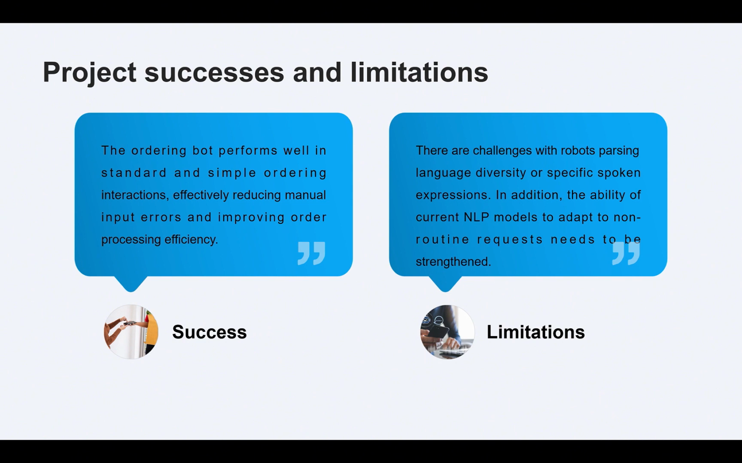Project success and limitations. Success. The ordering bot performs well in most standard and simple ordering interactions, effectively reducing manual input errors and improving order processing efficiency. Limitations. There are challenges with pricing, language diversity, or specific spoken expressions. In addition, the adaptability of the current NLP model to non-routine requests needs to be strengthened.